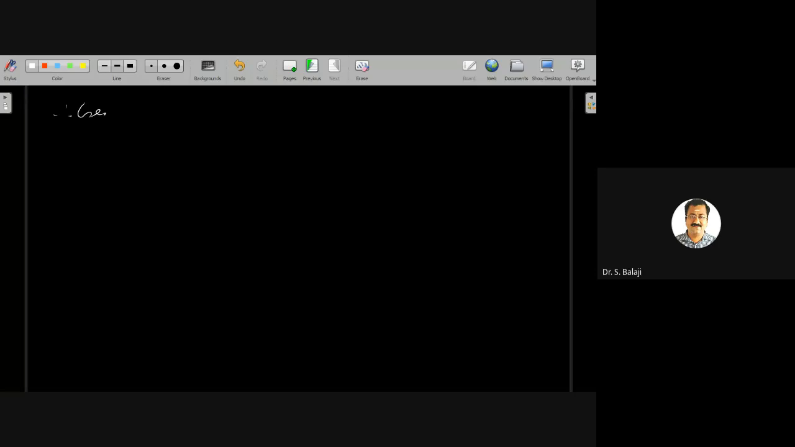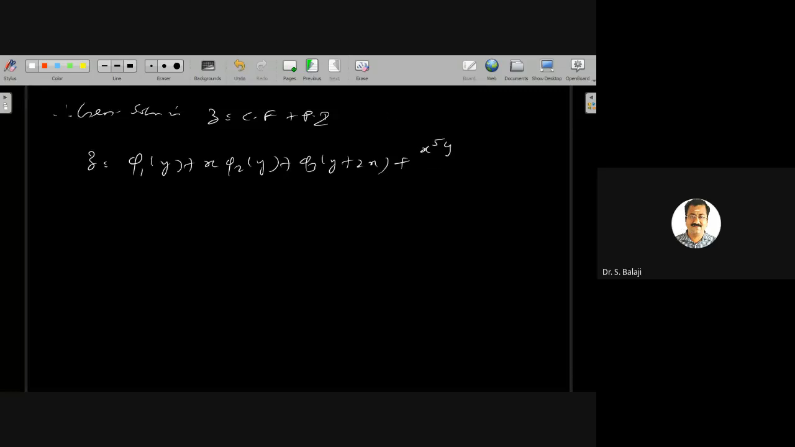Therefore, the general solution is phi1 of y plus x phi2 of y plus phi3 of y, plus x power 5 y by 20, plus x power 6 by 60.